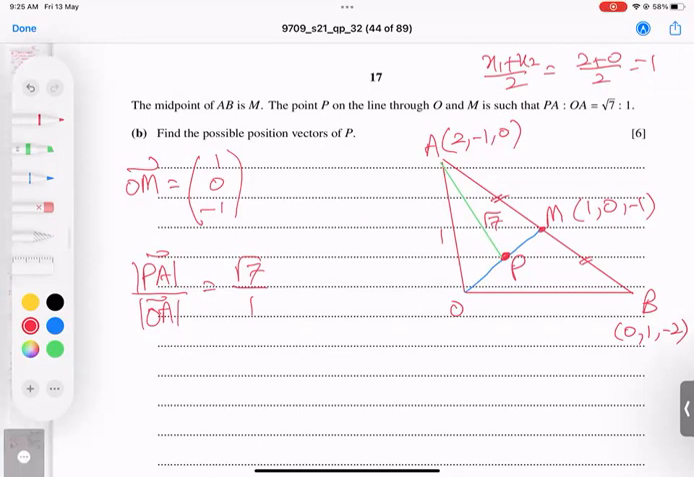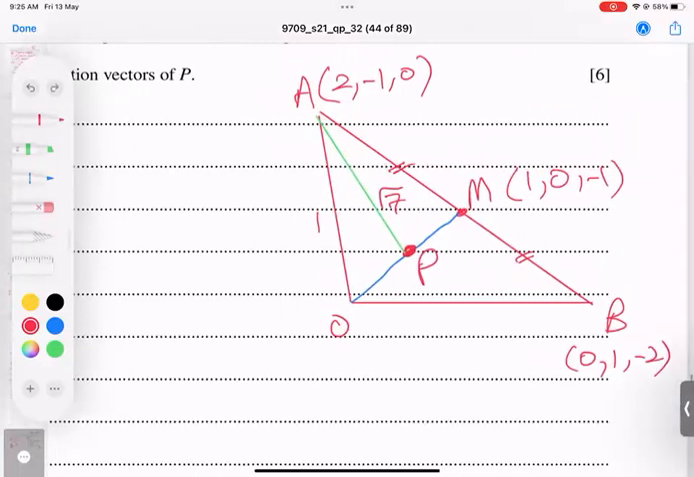But before I start, I need P coordinates. The problem is I don't have P coordinates. I have A, I have O, but I don't have P. That's interesting, so let's see how we can find P. We know one thing very clearly, that P lies on line OM, 100% confirmed.